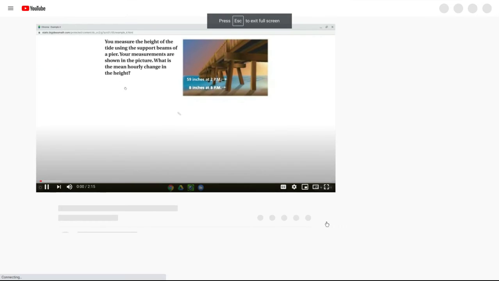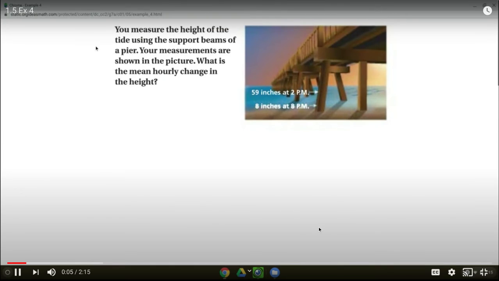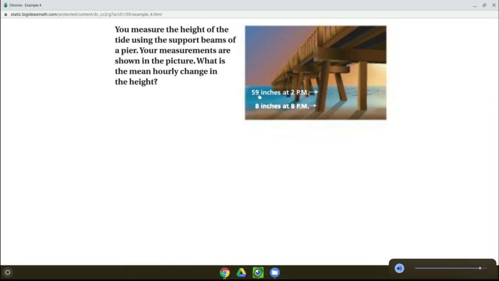and watch this video. In our last example, it's telling us that we measure the height of the tide using the support beams of a pier. At 2 p.m. in the afternoon, it's at 59 inches high, meaning the water is that high up to that level. At 8 p.m., it's 8 inches on the pole, so it's gone down, right? It decreased. Your measurements are shown in the picture. What is the mean hourly change in the height?